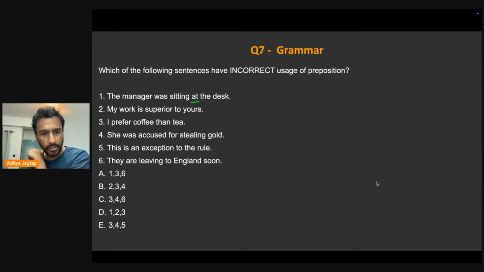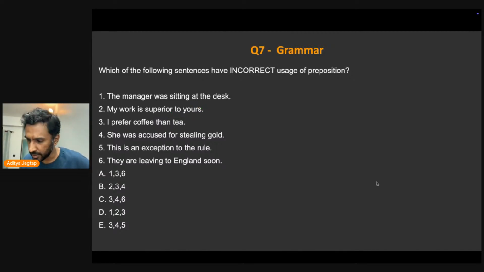My work is superior to yours. Suppose I don't know, this may be correct, incorrect. I prefer coffee than tea. This is definitely incorrect, because when you say prefer, it will be prefer coffee to tea, right? I'm trying to show you something here. So 2 I'm uncertain about, but 3 I'm certain is incorrect, right?